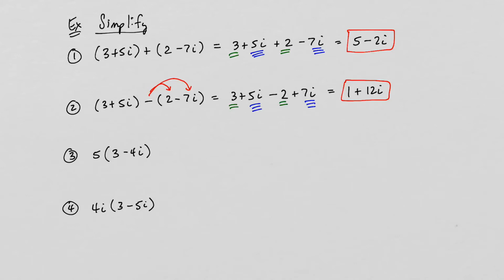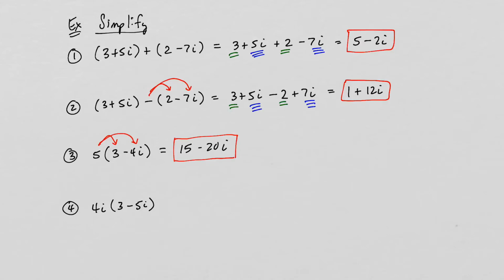Next up, we'll look at multiplication. So in example 3 here, we have a real number, 5, multiplied to a complex number, 3 minus 4i. And the thing to do here is distribute. And we know that 5 times 3 is 15. And 5 times negative 4i is negative 20i. Okay, so adding, subtracting, and multiplying complex numbers, at least so far, is a relatively straightforward procedure.